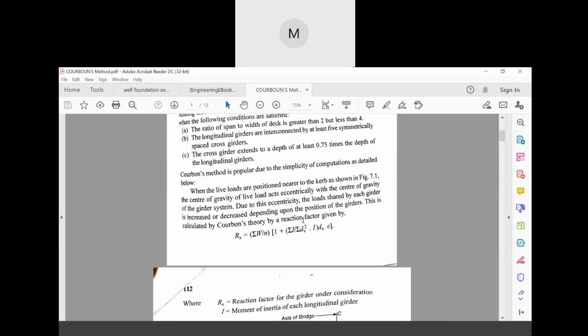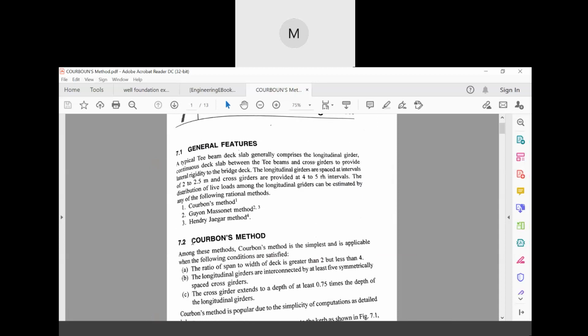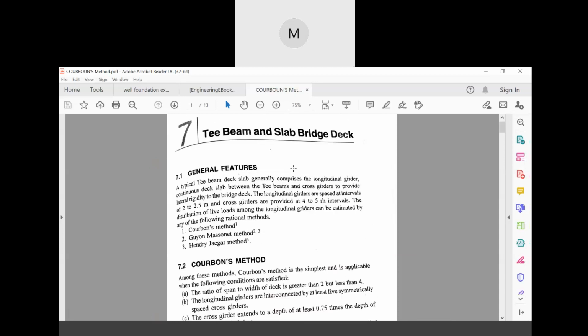Okay, let us start. Today we'll be starting the next unit. The next unit is basically T-beam and bridge deck. Here we'll have three methods basically.